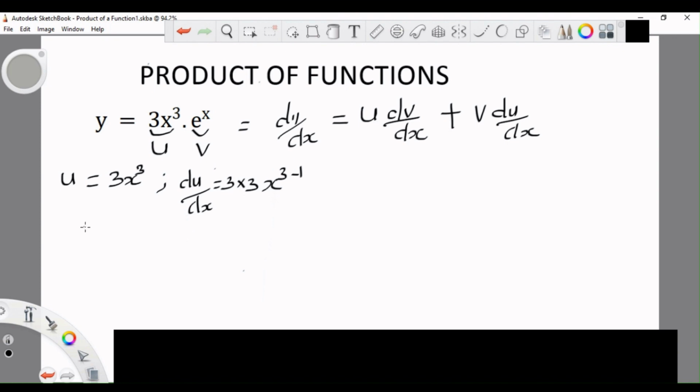So therefore, we have the u, the x is equal to 3 times 3 is 9. So we have 9x, 3 minus 1 is 2. That is our du dx.